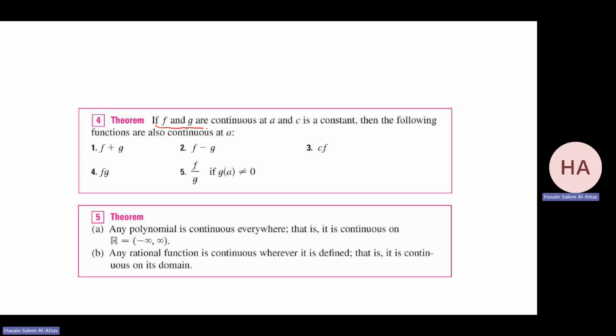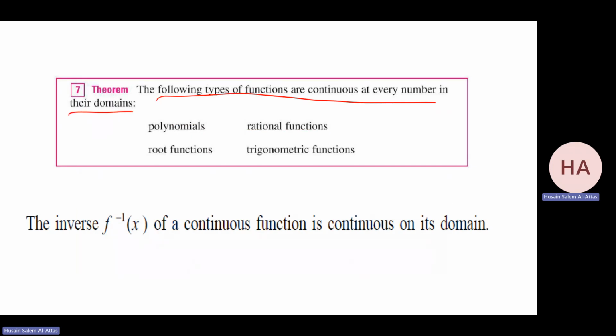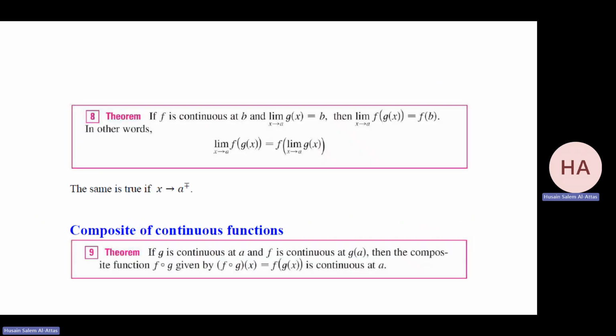If I have two continuous functions and C is a constant, their sum is continuous, their difference, constant times f, f times g, and f over g, provided the denominator is not equal to 0. From that, we get that any polynomial is continuous everywhere. A rational function is continuous in its domain. These types of functions are continuous on their domains: polynomial, rational, root, trig functions. Also, the inverse of a continuous function is continuous.